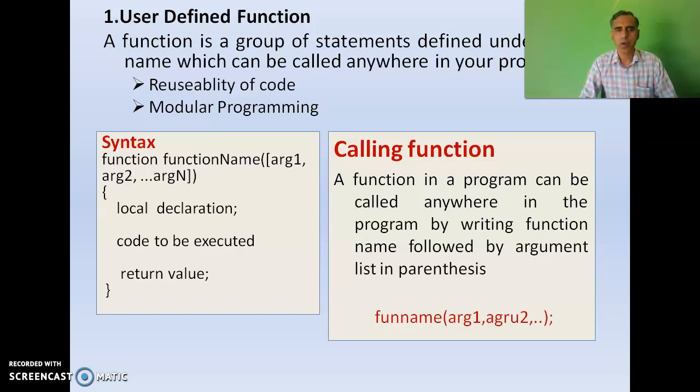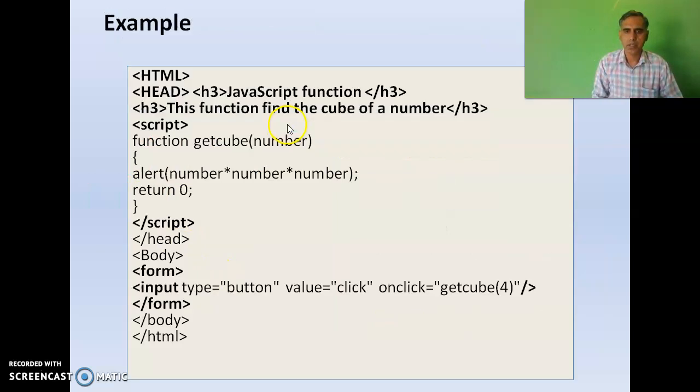The function has two parts: function definition and calling function. Now come to the calling function. Calling function means using function. A function in a program can be called anywhere in the program by writing the function name followed by argument list in parenthesis. The syntax in JavaScript is function name followed by argument list within parenthesis. The argument list is optional and may be empty.